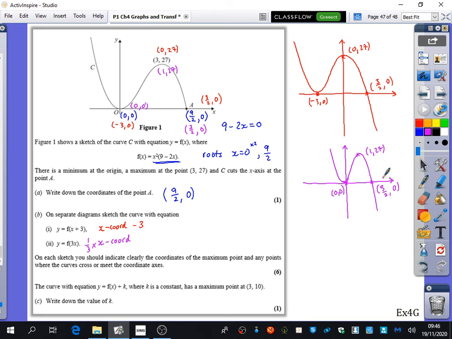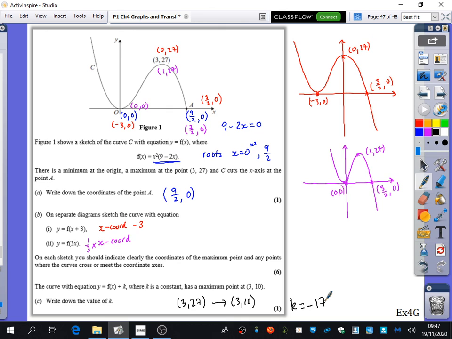Then it says that the curve with equation y equals f of x plus k, where k is a constant, has a maximum point at 3, 10. Write down the value of k. So at the moment, our maximum point is at 3, 27. And their maximum point is at 3, 10. So what's actually changed there? By how much? The y has gone minus 17, and so what does that mean that k is going to have to be? Exactly, so k is minus 17.